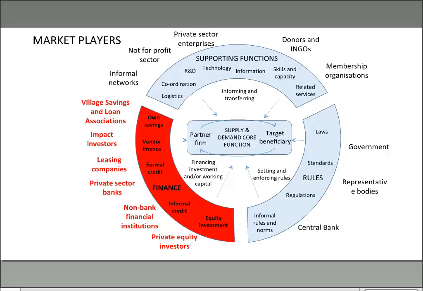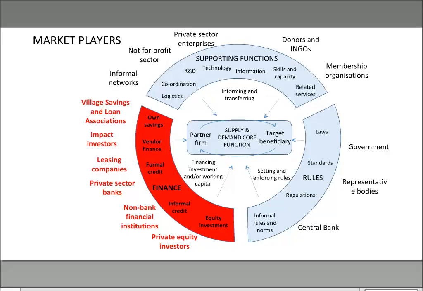So we want to go beyond the who does and who pays question around the core transaction to also ask who invests, when do they get paid, and who's going to provide the affordable finance within the intended market system.